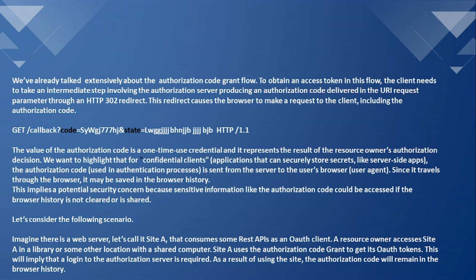Site A uses the authorization code grant to get its OAuth token. This will imply that a login to the authorization server is required. As a result of using the site, the authorization code will remain in the browser history. That is true. So the user is trying to access site A, and then goes to the authorization server, and you have the auth code, the exchange of the authorization code, and that is stored in the browser.